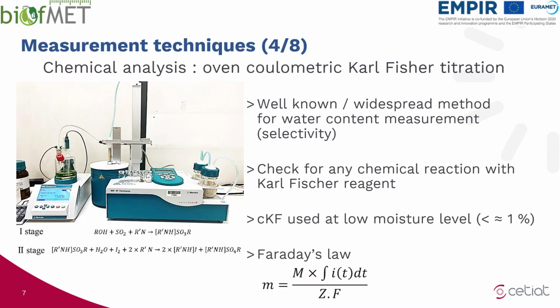Here, the coulometric Karl-Fischer titration is combined with an oven and also a carrier gas to evaporate and collect the moisture from the sample to the electrochemical cell. This technique is often combined with chemical analysis.